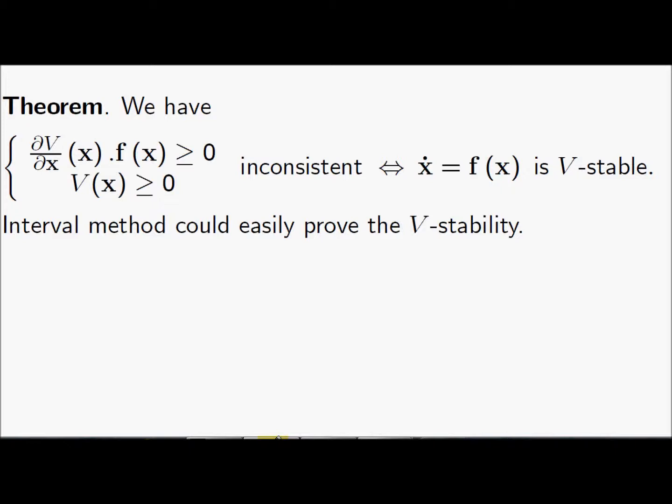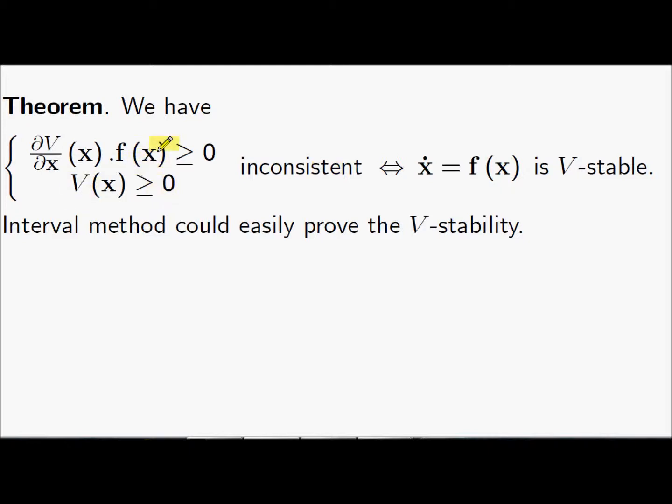So I have proved the theorem, which can be formulated as follows. If this system of inequalities is inconsistent, it means the function h is always negative, then the system is V-stable. And of course, there is a more efficient method than the one explained here, which consists of using the contractor's method to prove that this set of inequalities is inconsistent, even when the dimension of x is large.